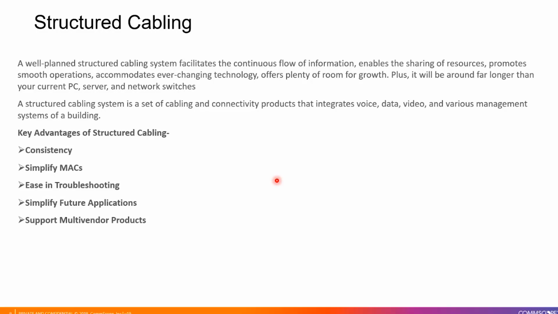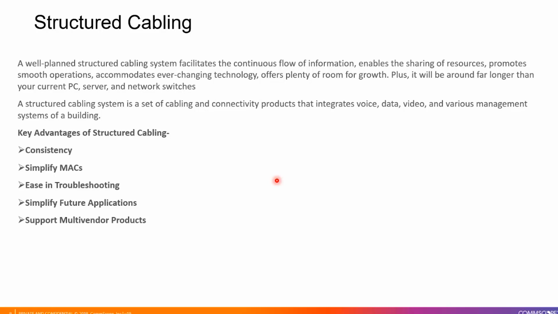Whatever structured cabling we are planning is not only for today's requirement. You should plan for what is required for tomorrow, because it is also part of a construction or building interior activity, so every time you cannot keep on making changes. Make sure you plan for what is required for the next 10, 15 years for the customer, so that you build the proper structured cabling. It also supports multi-vendor products.